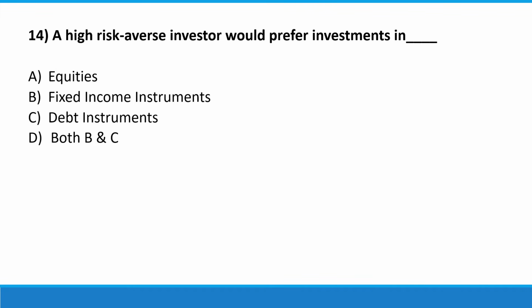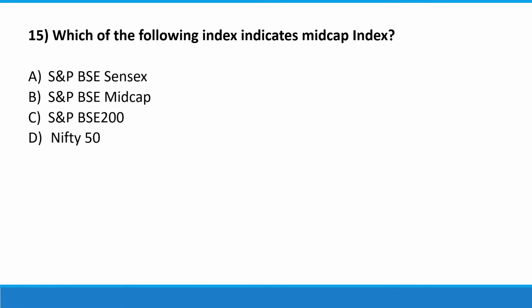Next question. A highly risk-averse investor would prefer investments in: option A, equities; option B, fixed income instruments; option C, debt instruments; and option D, both B and C. The correct answer is option D, both B and C. Which of the following indices indicates a mid-cap index? Option A, S&P BSE Sensex; option B, S&P BSE Mid-Cap; option C, S&P BSE 200; and option D, Nifty 50. The correct answer is option B, S&P BSE Mid-Cap.